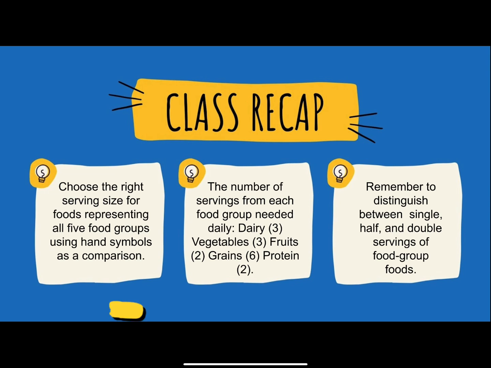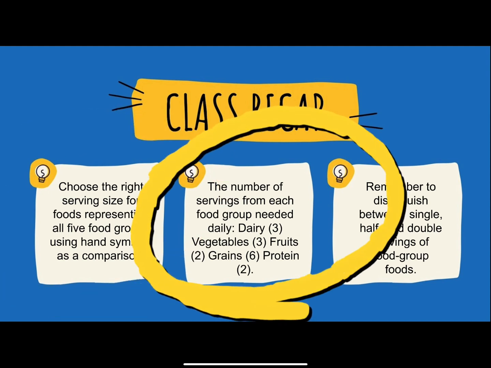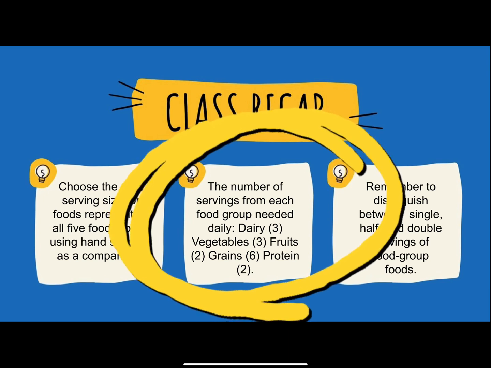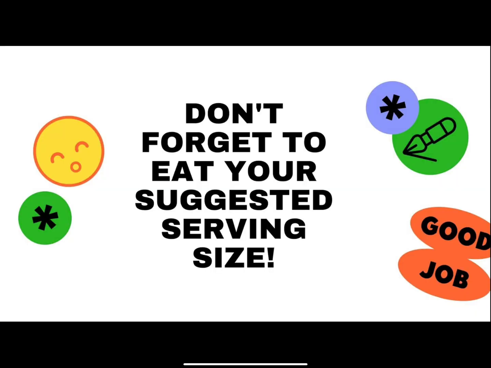Class recap. Choose the right serving size for foods representing all 5 food groups using hand symbols as comparisons. The number of servings from each food group needed daily: dairy 3, vegetables 3, fruits 2, grains 6, proteins 2. Remember to distinguish between single, half, and double servings of food group foods. Don't forget, eat your suggested serving size.